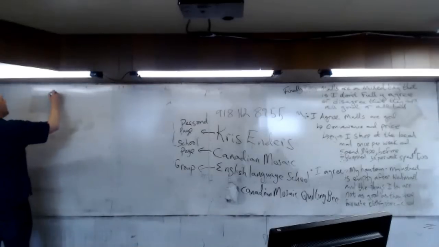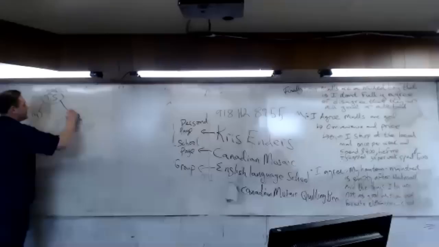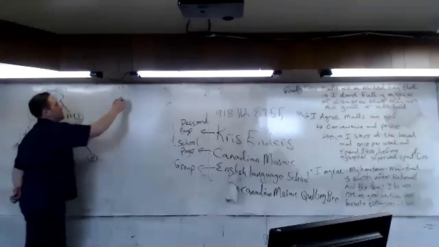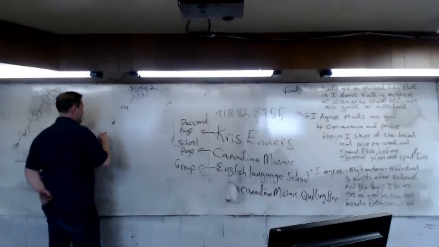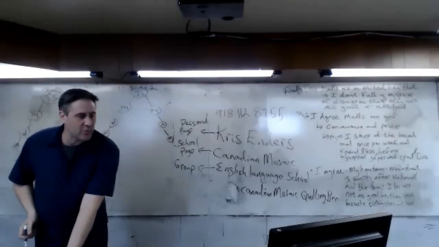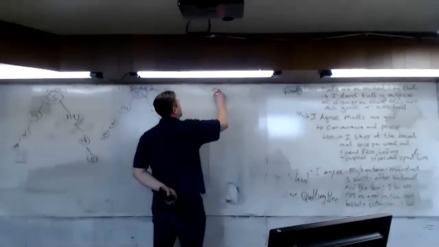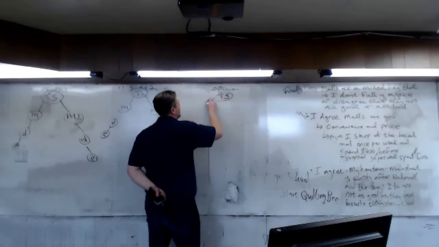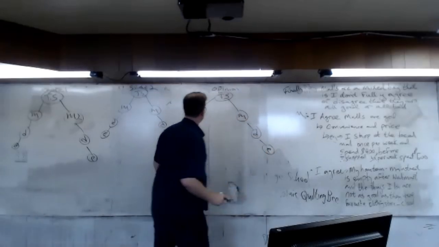So here's a map. I've got my topic sentence for agree, or we'll call it side one. And my topic sentence, my main idea, my detail, my example. Main idea two, detail, example. And I've got body paragraph two, the side two. Topic sentence, main idea, detail, example. Main idea, detail, example. And then I've got my opinion paragraph. This is what we just finished doing.